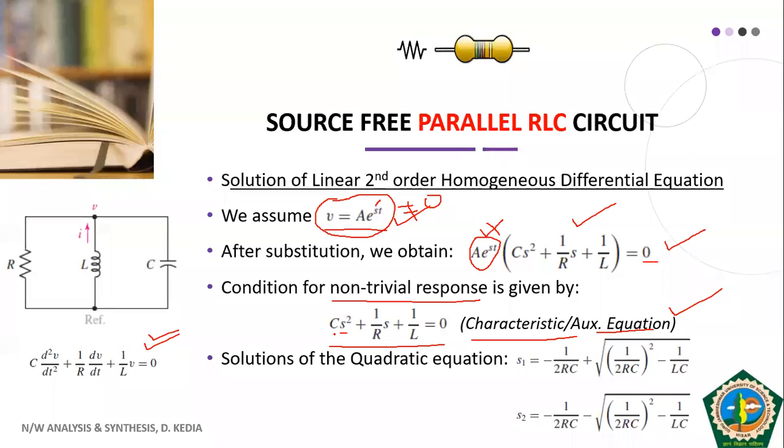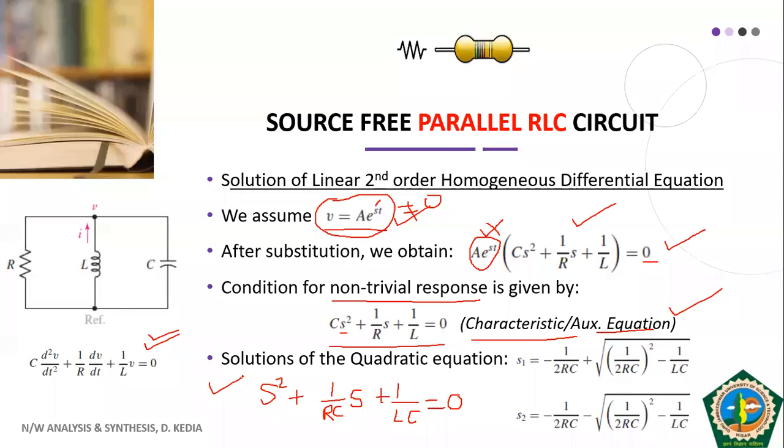What we have done is rewrite this equation as s square plus 1 by RC into s plus 1 by LC, by dividing both sides by C. So now this is clearly observable as a quadratic equation.